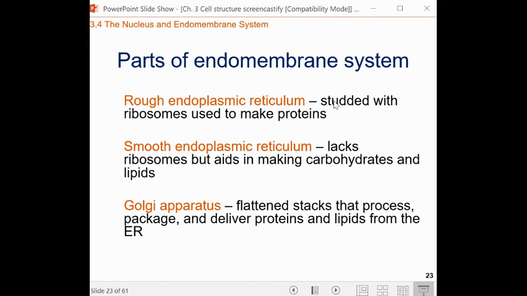The rough endoplasmic reticulum is studded with ribosomes that are used to make your proteins. Smooth ER lacks ribosomes, but it aids in making carbohydrates and lipids. And then again, we have the Golgi apparatus, which are these flattened stacks that package and process the proteins and lipids.